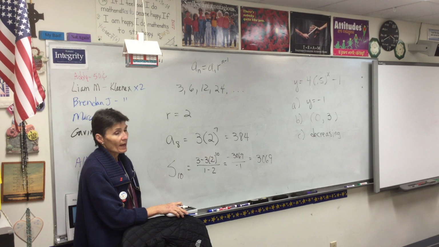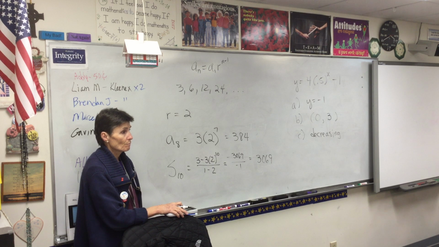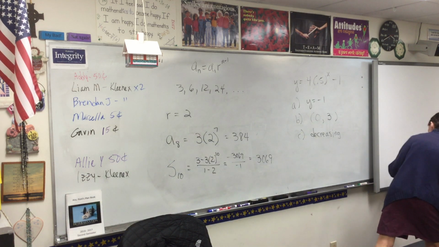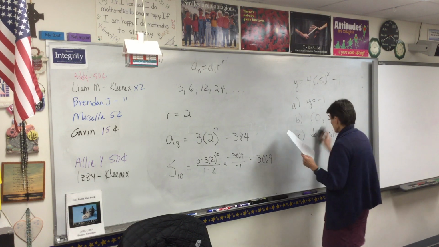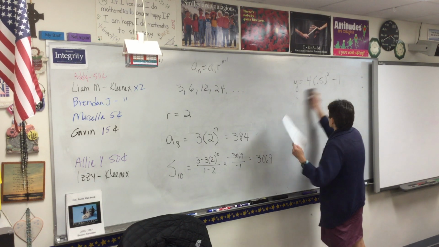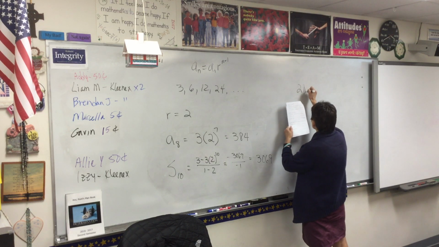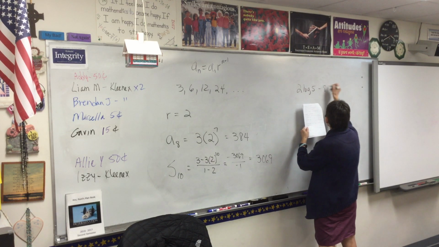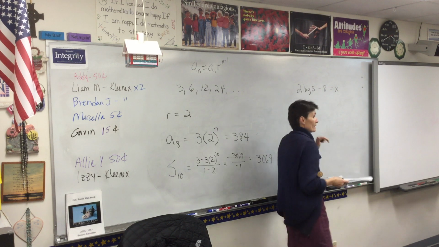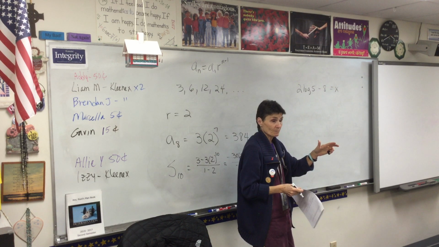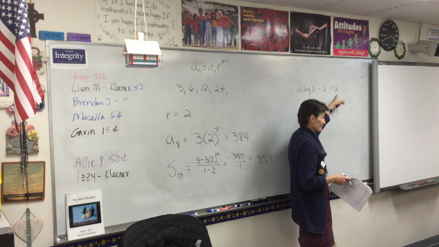Any question about that? All right, now we just have some equations to solve. So 2 log 5 minus 8 equals x. Now wait a second. Your job is to figure out what x is. It's right over here all by itself.